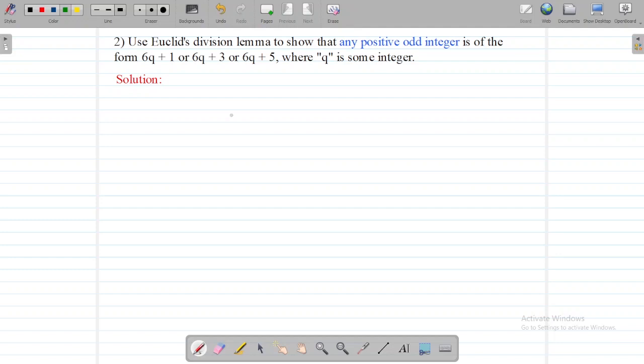So here we can see the second problem. Use Euclid's division lemma to show that any positive integer is of the form 6q plus 1, 6q plus 3 or 6q plus 5, where q is some integer. Now let us see how to solve this problem.